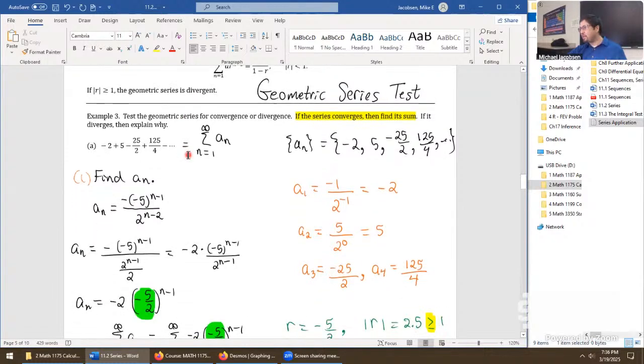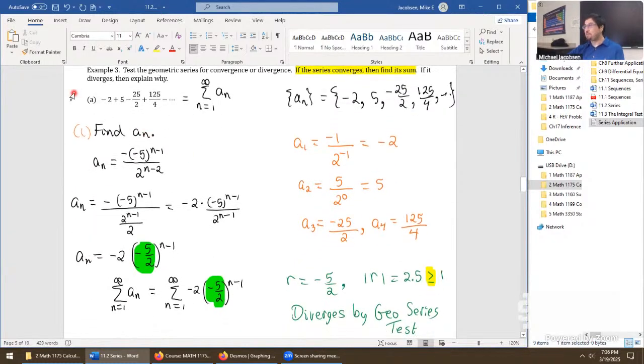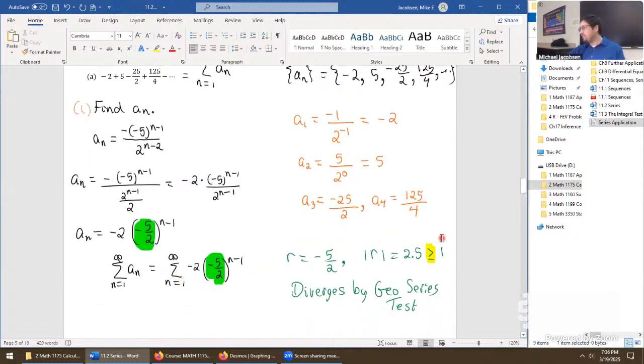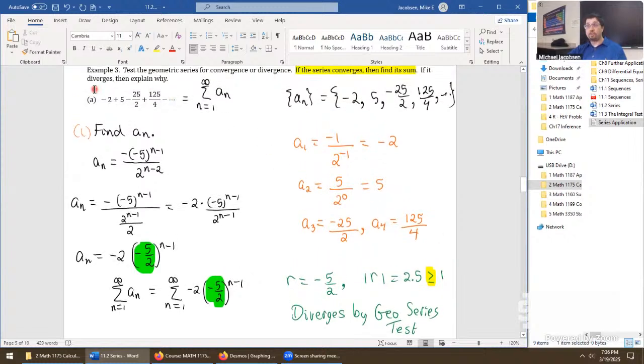So we applied it a couple times. Part A was kind of annoying because we had to come up with a formula for an. But once we got here, that's the common ratio R, negative 5 halves. It is greater than 1 in absolute value. So we said this whole thing diverges. It just gets bigger and bigger. Well, larger positive sometimes, larger negative the other times, because it's also alternating at the same time. It's like it's diverging in the worst possible way. Some points go upwards, some values go downwards.